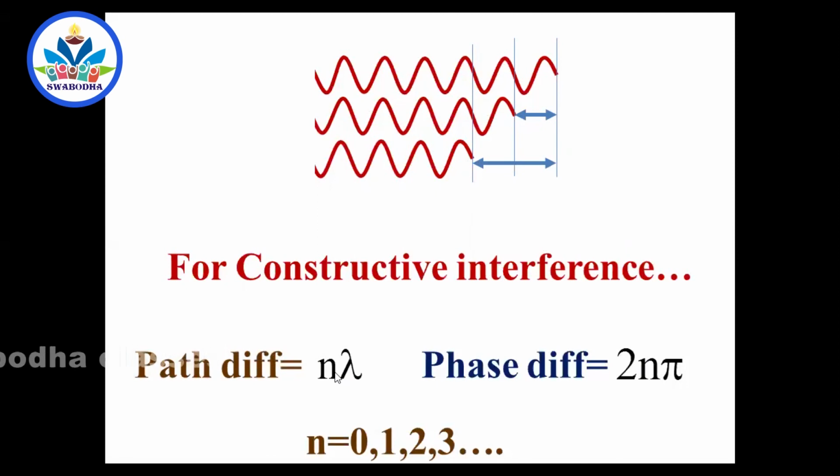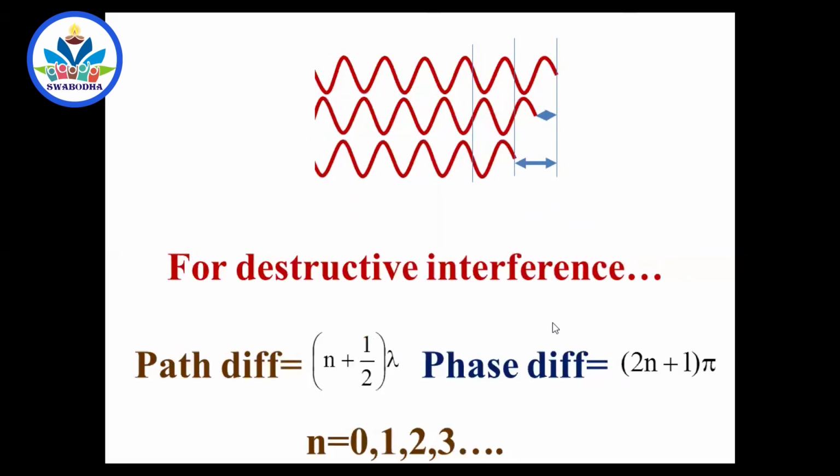Now what is the phase difference if they start like this? Now you know phase difference equals 2 pi by lambda into path difference. You can use that formula. Then if the path difference is n lambda, if it is 1 lambda, 2 pi, 2 lambda, 4 pi, isn't it? One full wave has a phase difference of 2 pi. 2n pi: you put n equal to 0, 0 phase difference. n equal to 1, 2 pi, n equal to 2, 4 pi, n equal to 3, 6 pi, like that. So if the path difference is n lambda, then phase difference is 2n pi, then it is constructive interference. What is destructive interference?